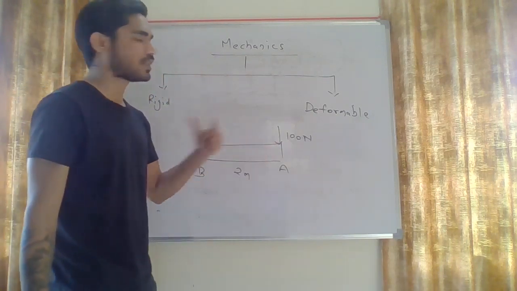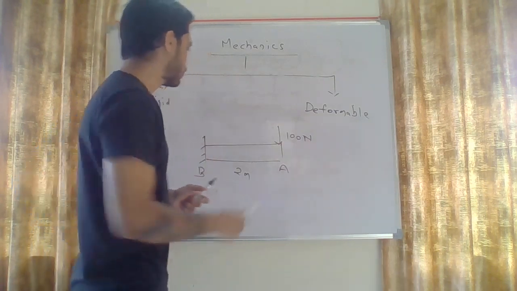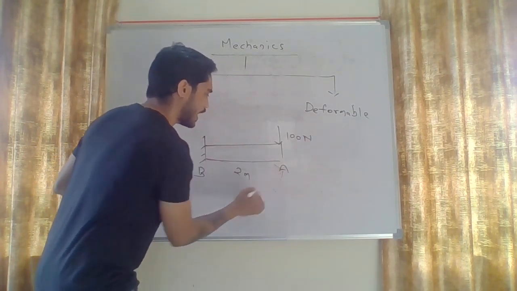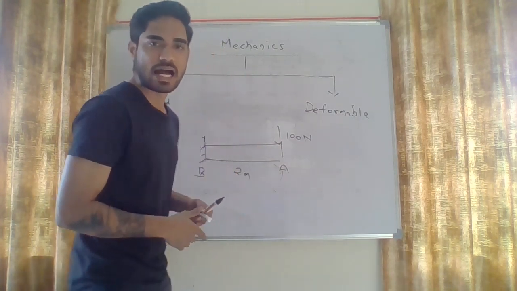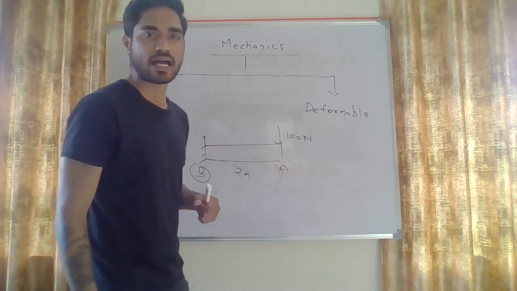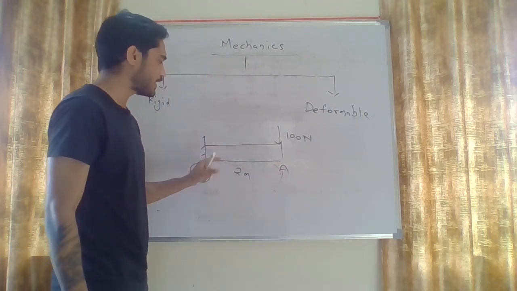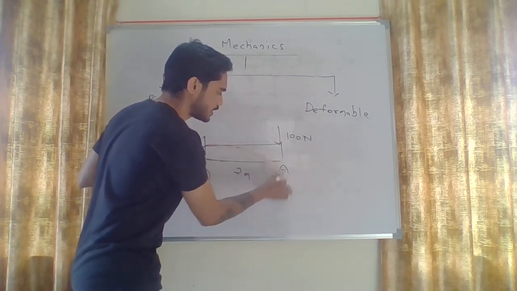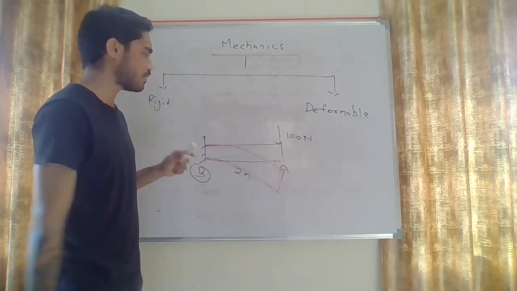Now, what will happen to this beam under this force? This beam will bend. If you apply a 100 Newton force, this beam will bend like this, and the angle of the force and the length of this beam will completely change. Now, if I ask you what is the moment at point B, you will not be able to calculate the exact moment if you are considering this bending or deformation.